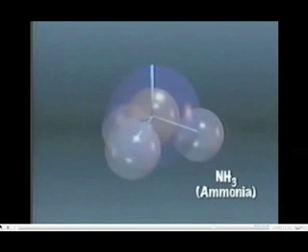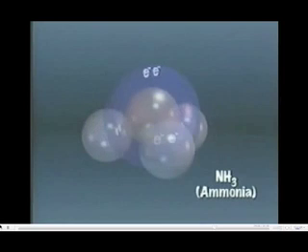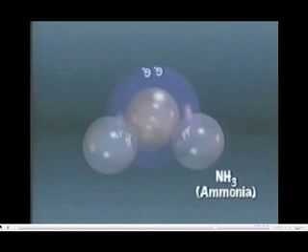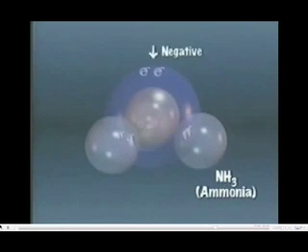The shape is very similar to methane, with 4 electron pairs arranged evenly around the outside. Even though one pair doesn't have a hydrogen, it still occupies a space. Ammonia has more negative charge on one side, making it polar.